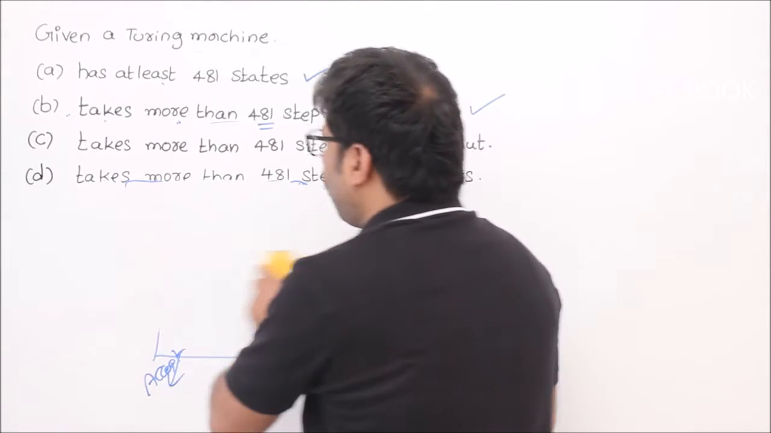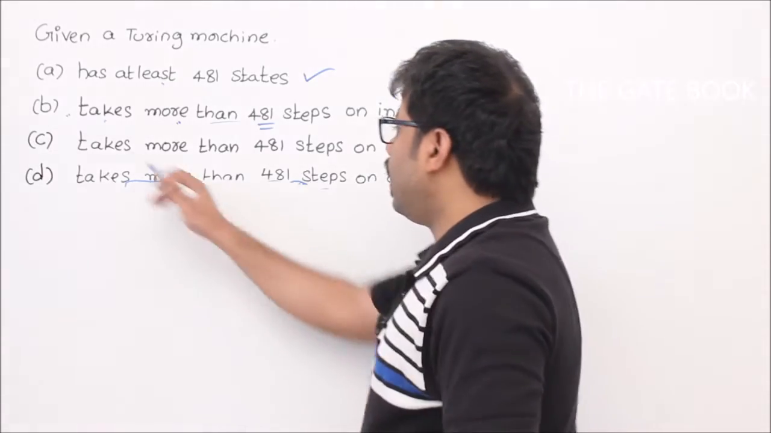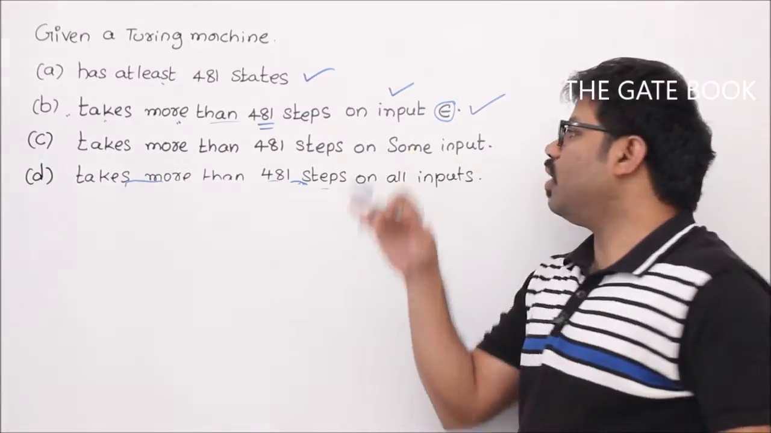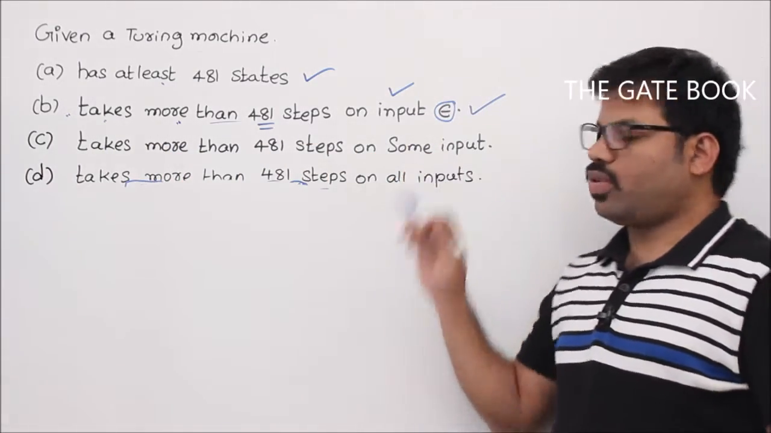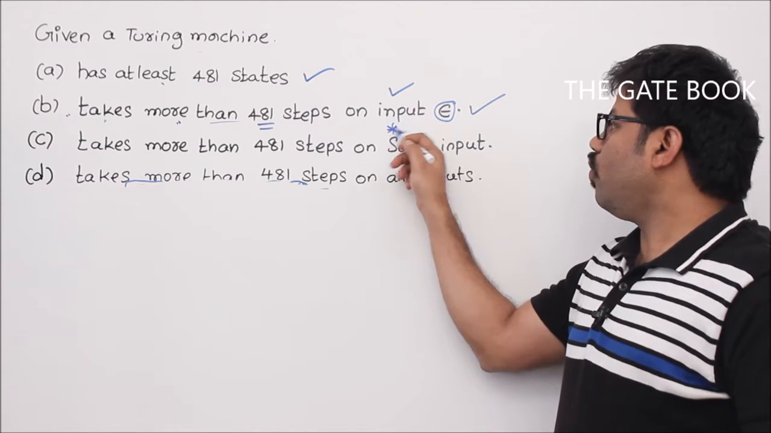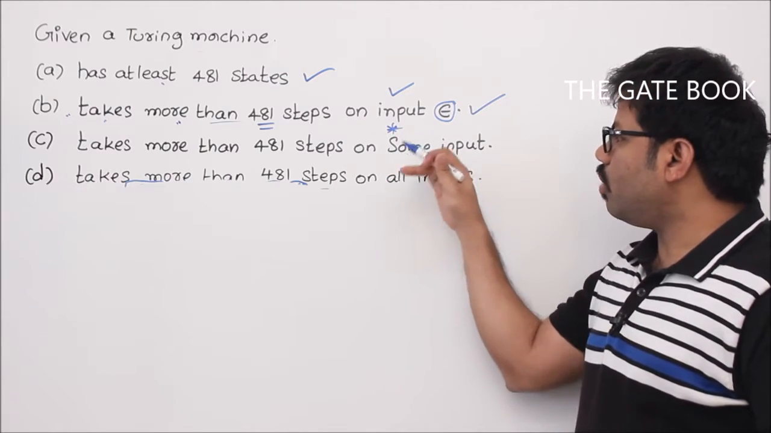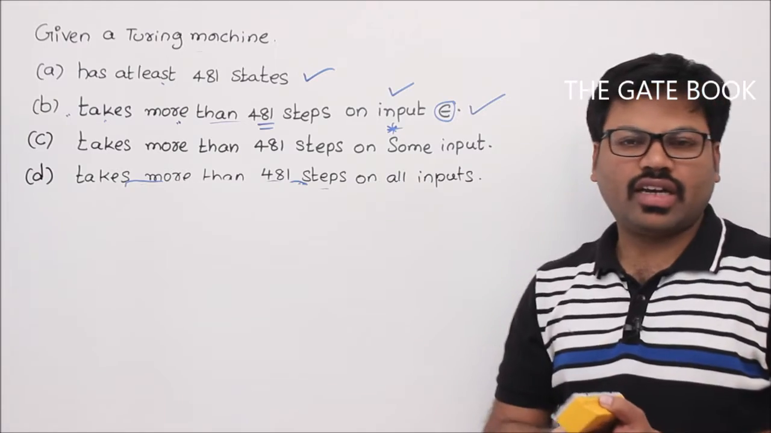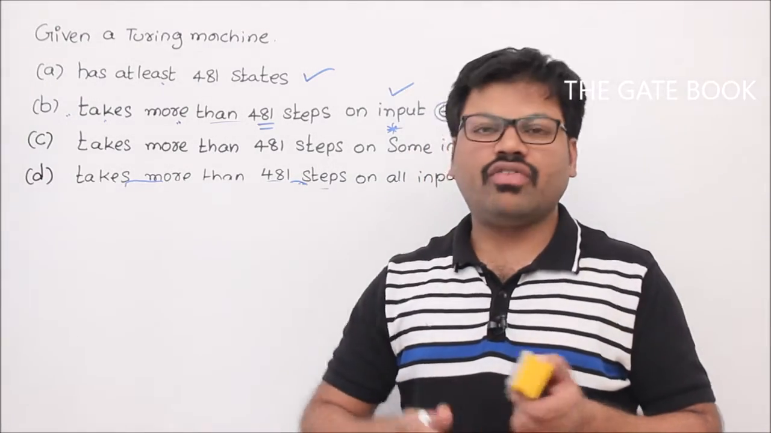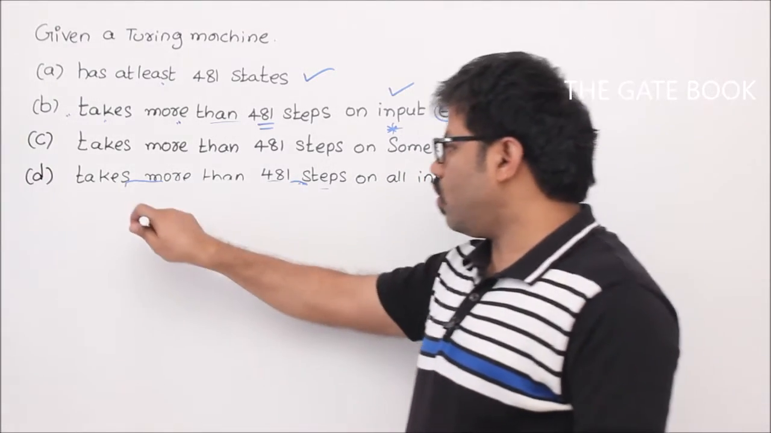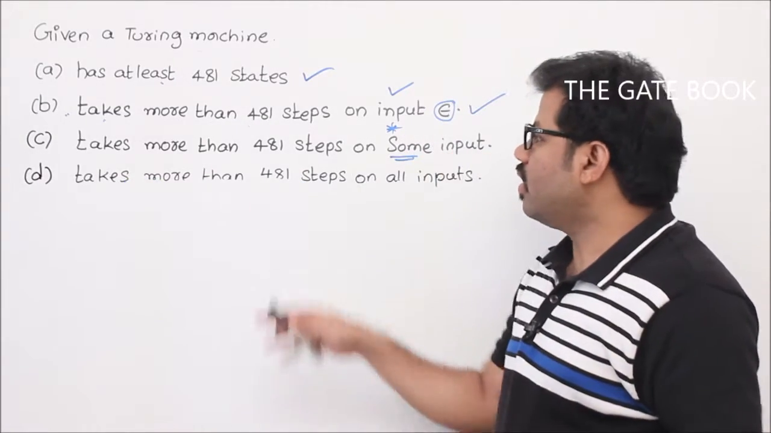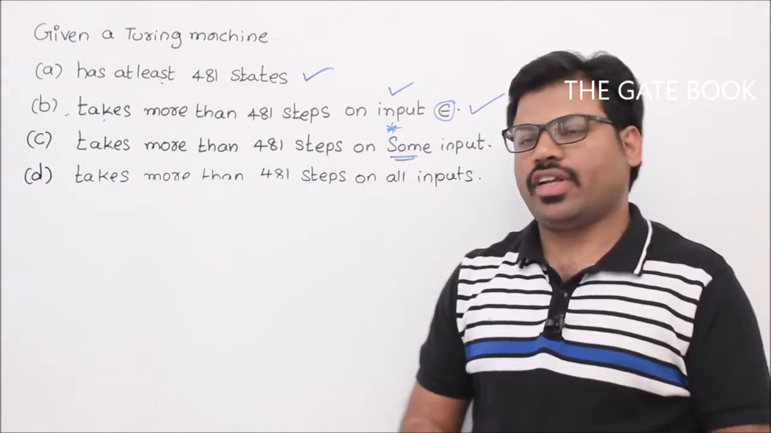That is statement C. Takes more than 481 steps on some input, not epsilon, some input. That is a trick here. Sir, how do we check on some input? Because there are infinite inputs possible, correct? On which you will decide, on which you run. I will tell you, don't worry. So here you think that this is an undecidable problem. Why? I will tell you.